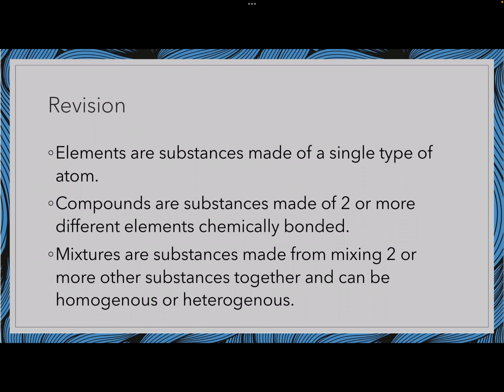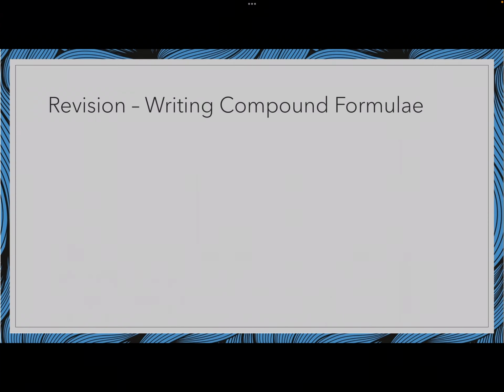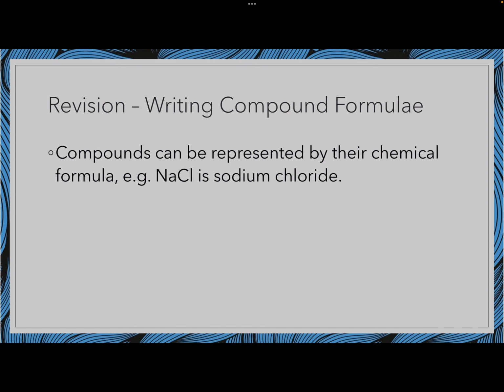For today's stuff, we just have to do a little bit more revision from year 10 and have a look at chemical formulas and some of the stuff associated with that. Firstly, compounds can be represented by their chemical formula. You remember there are the atomic symbols on the periodic table. When we combine them into a compound, we can write them as a formula. So sodium chloride is NaCl.